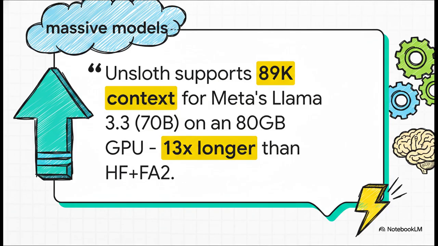And it gets even more extreme with the really big models. This quote from their docs just says it all. For the massive 70 billion parameter Llama 3.3, Unsloth lets you use a context length that's 13 times longer than what you'd get otherwise, on the same GPU. That's not just an improvement, that's a total transformation.